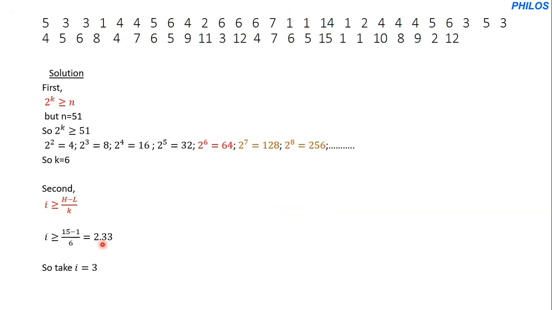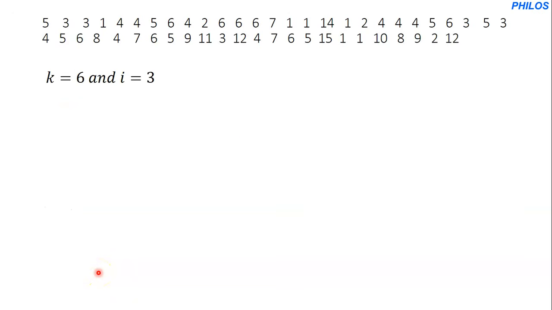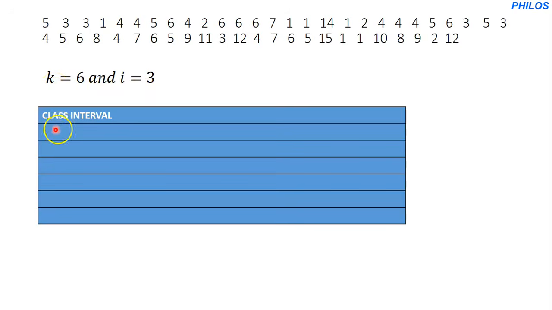Okay, so we now know our k to be 6 and our i to be 3. So without wasting much time, let's prepare the table. Now to prepare the table, we know our k to be 6, isn't it? And i to be 3, the interval. I told you k means number of classes.